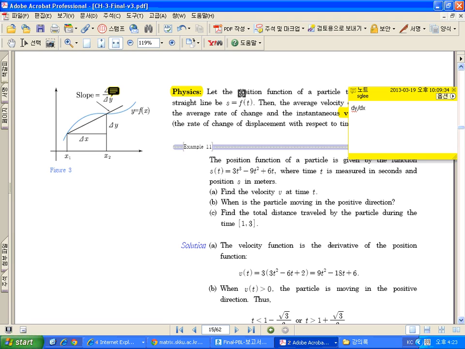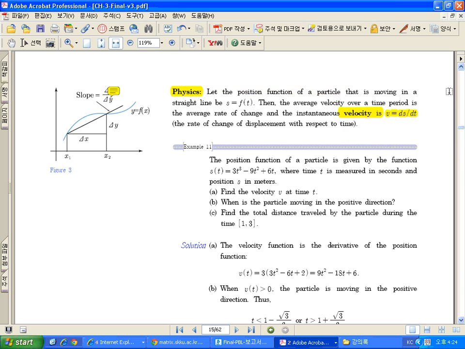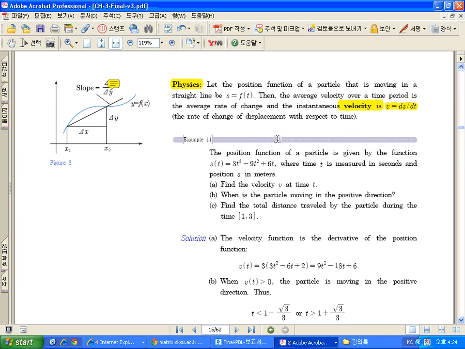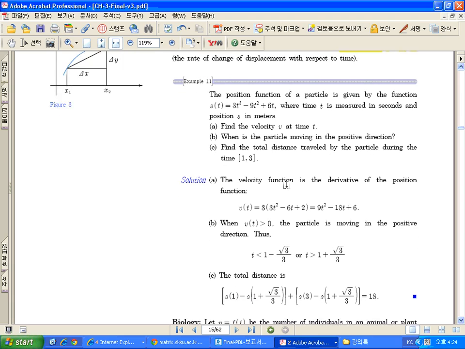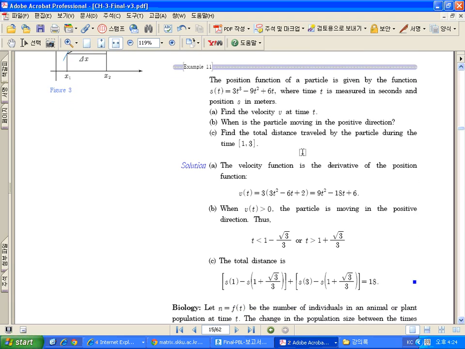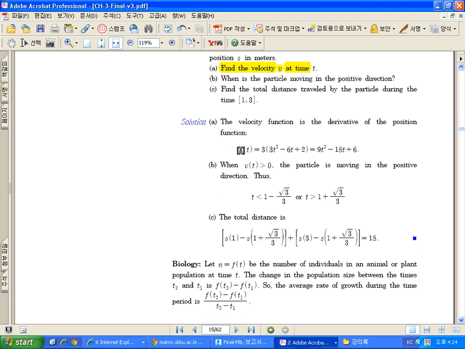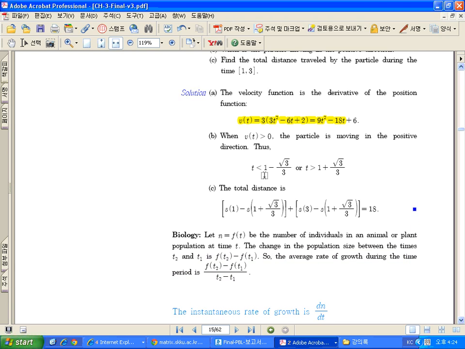That's what the slope means. Okay, here. In physics, the derivative means the velocity. This velocity is an example of the derivatives. Okay, there are many examples. So they find the velocity. That means find the derivatives. That you can easily find it.